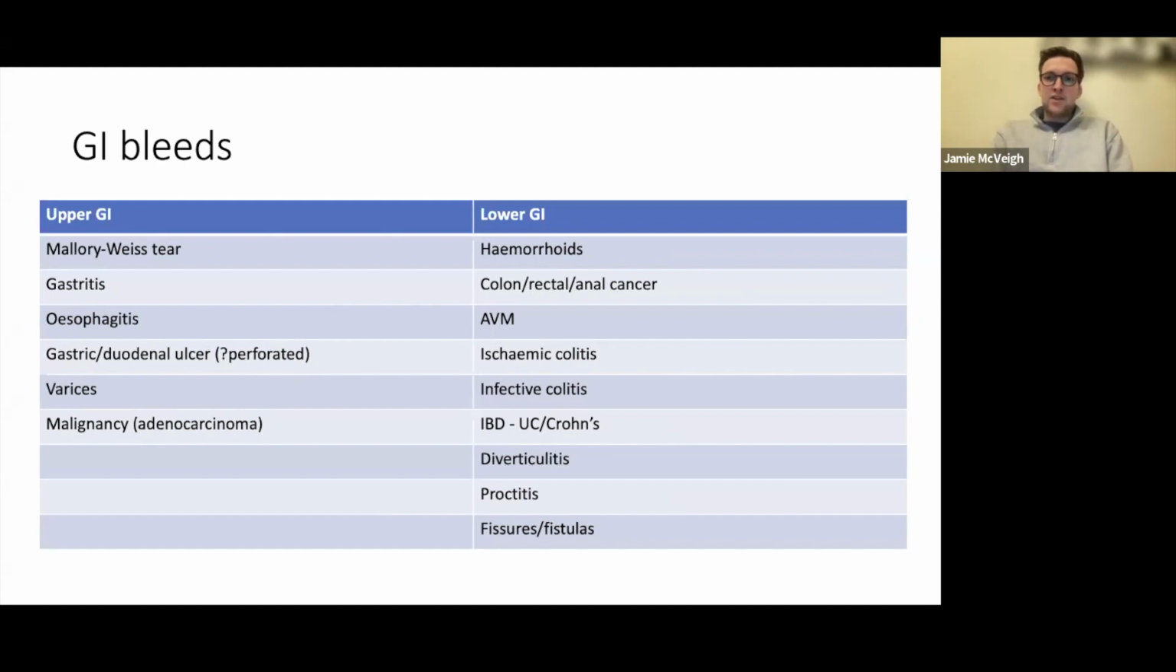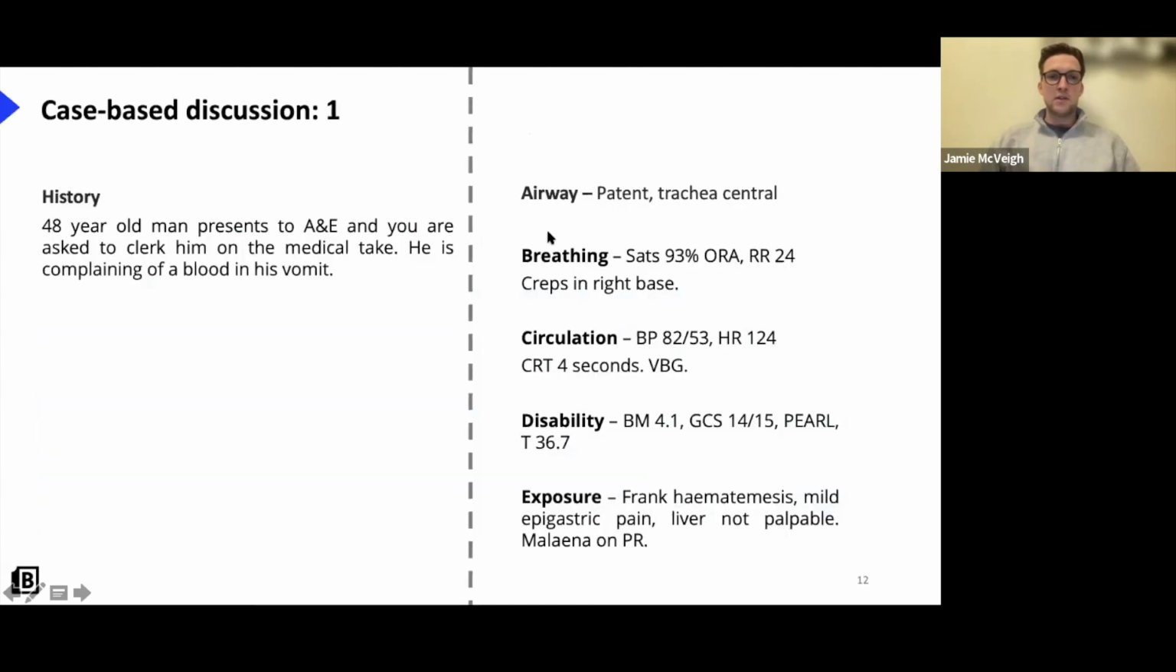Proctitis is an inflammation of the lining of the rectum, and also fissures and fistulas, which tend to be around the anus. I've put AVM as well in there, which is rarer, but they're arteriovenous malformations, typically congenital things that can cause spontaneous bleeds with not a lot of other symptoms. So onto the cases. Any questions, guys? Put them in the chat. More than happy to answer them.